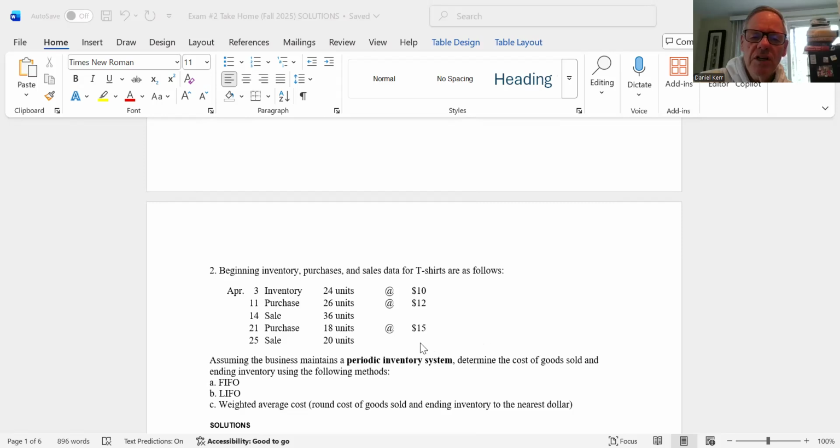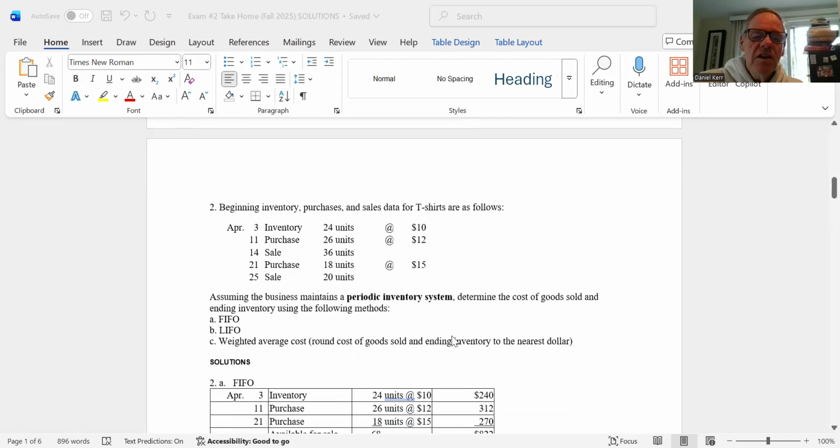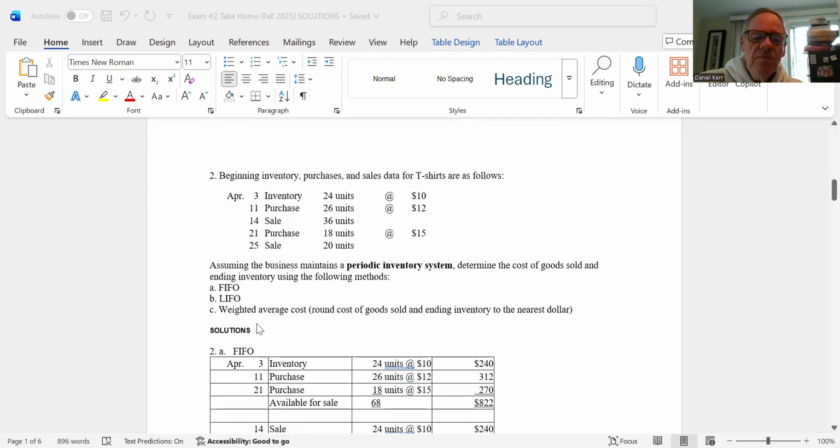So what you basically do is you just got to focus on the cost of goods sold here. So you start with, depending upon what method you use, you either start at the beginning if it's FIFO, or you start at the end if it's LIFO, or you use an average if it's weighted average. So let's take a look at it. Assuming that the business maintains a periodic system, determine the cost of goods sold and ending inventory using the following methods. Okay, so first we're going to use FIFO.